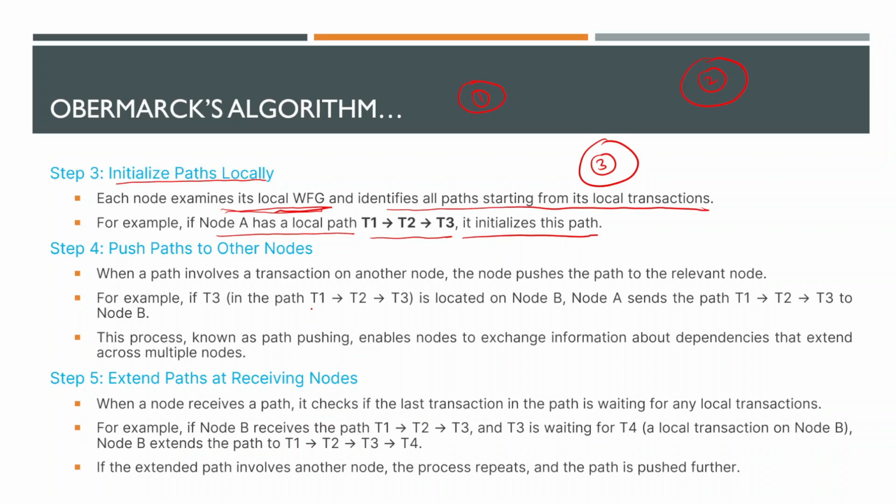Now, when a path involves a transaction on another node, for example, T1 and T2 transactions are getting executed on node 1, but T3 transaction is getting executed on another node. T1 is dependent on T2, where both T1 and T2 reside on node number 1, but T3 resides on node 2. So in that case, when a path involves a transaction on another node, here T3, the node pushes the path to the relevant node. So here it means the T1, T2 path will be formulated at node 1, but this path is pushed to node 2.